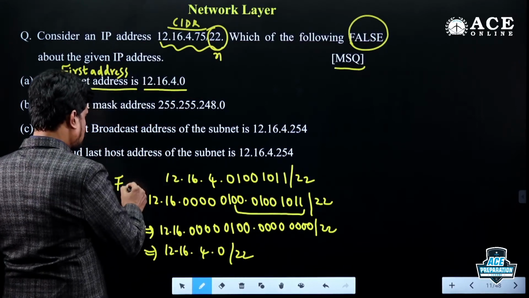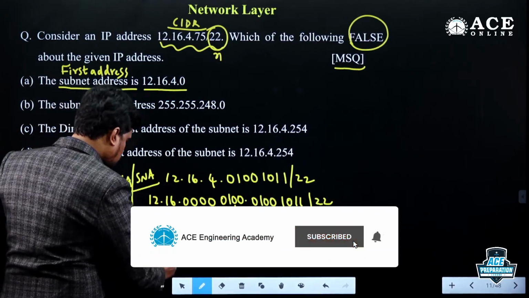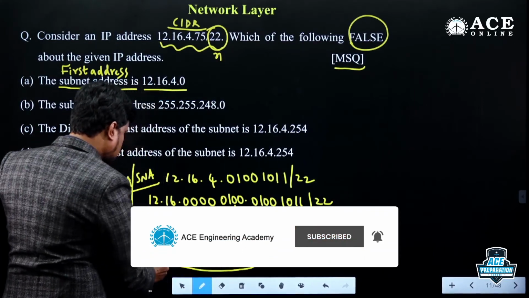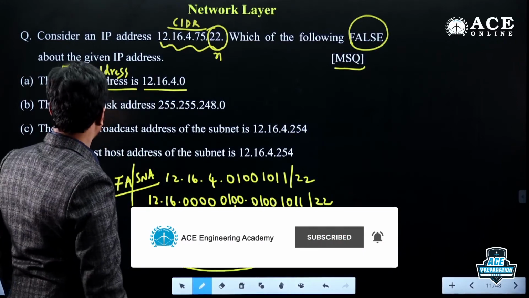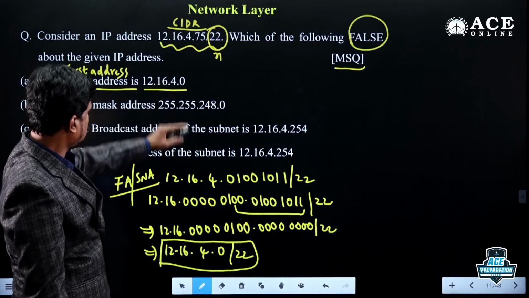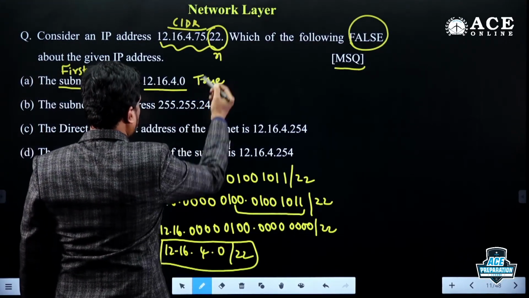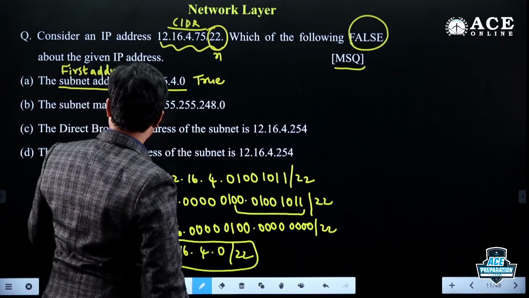Look at the subnetwork address. This is your first address, or you can say the subnetwork address. You got 12.16.4.0 slash 22, which is matching with the given option. So it is a true statement, right? Then look at the next one.